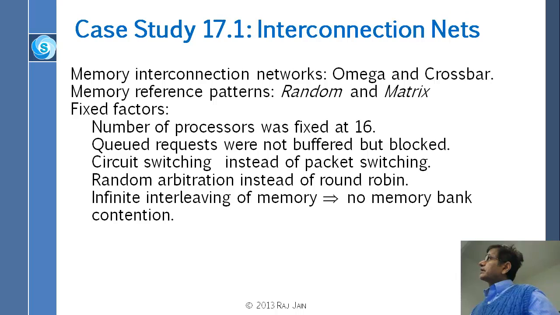So there are two interconnection networks, omega and crossbar, and depending upon the reference patterns, obviously they change the workload. So the workload could be the random reference or matrix reference, and then the number of processors fixed at 16. Queued packets were not affected but blocked, circuit switching instead of packet switching. So all of these things actually are irrelevant for our discussion right now, but if somebody was interested in that particular problem, they will worry about these fixed factors.